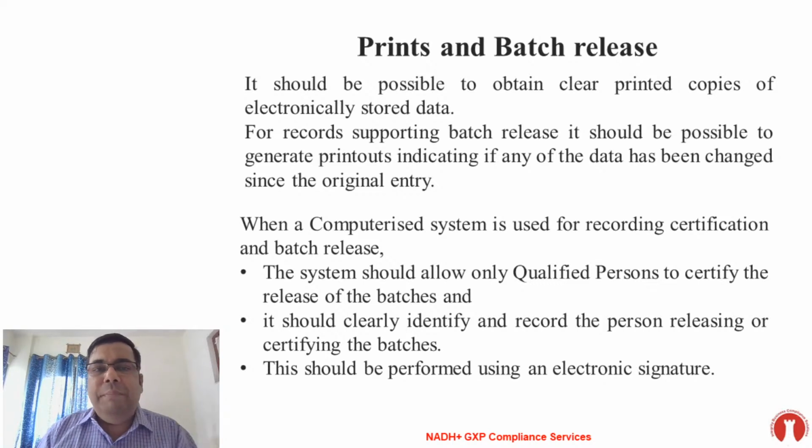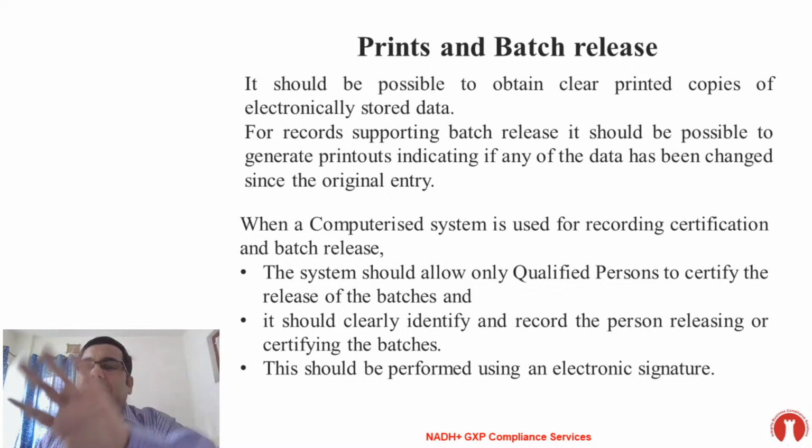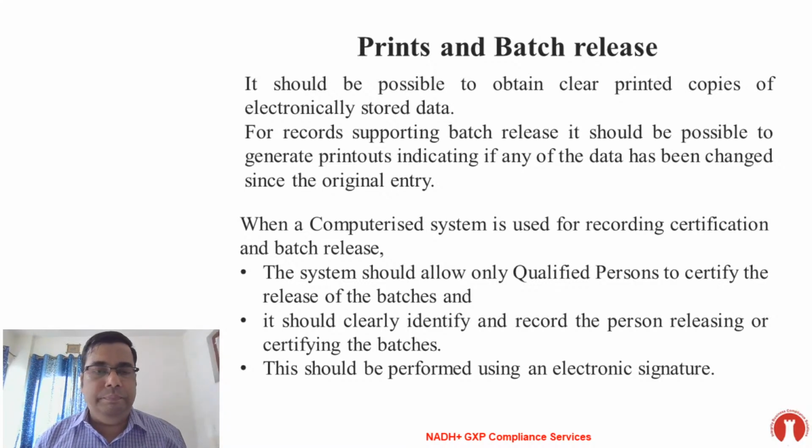For example, a simple example I will give you. Suppose I am using the LIMS. Now LIMS will generate the COA inside. But for release of that batch I need a paper copy of the COA. So I will print that COA. That is a print copy. The print copy should be clear, and for the record supporting batch release, it should be possible to generate printouts indicating whether data has been changed or not.